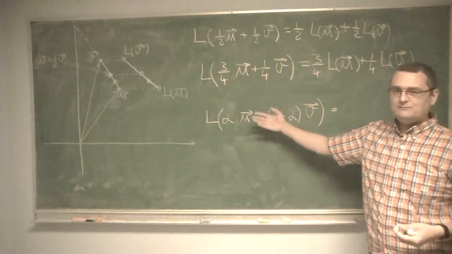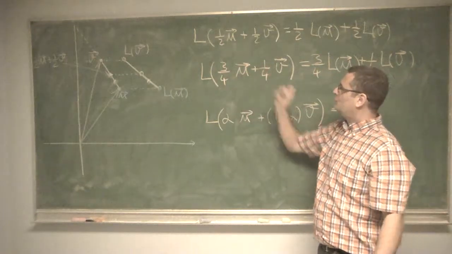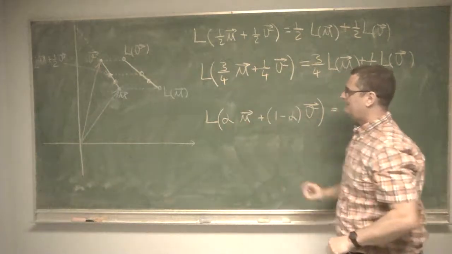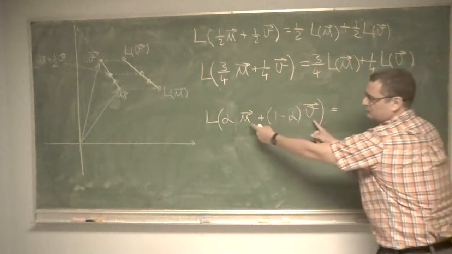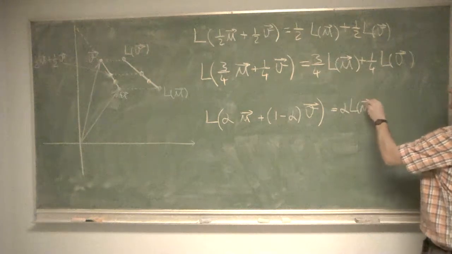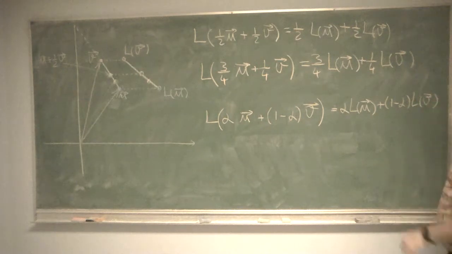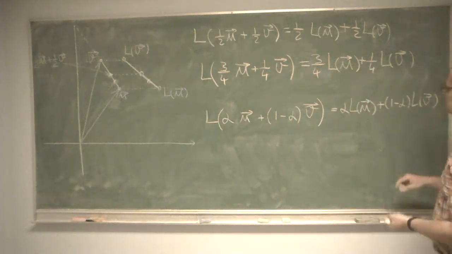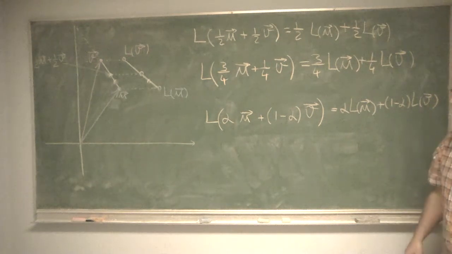And now it's not difficult to see that it works actually for any two coefficients, as long as their sum is 1. In other words, L of any point on the line through points u and v is equal to alpha L of u plus 1 minus alpha L of v. In other words, the proportion of distances of this point from u to v is the same as the proportions of distances of its image from the images of u and v.